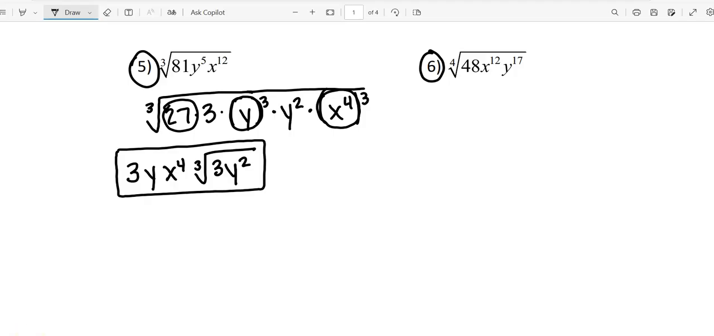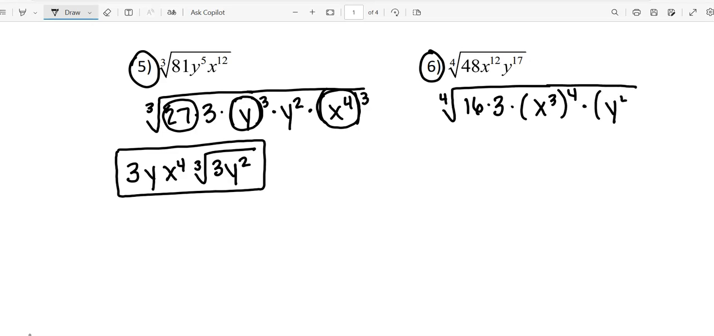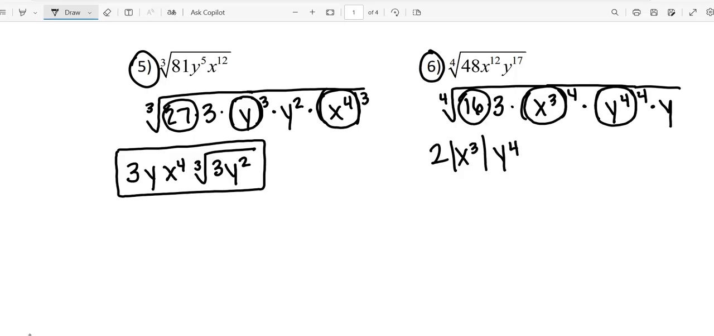The largest 4th root factor of 48. 16 times 3. So this will be the 4th root of 16 times 3 times, that'll be x to the 3rd to the 4th. And then this will be y to the 4th to the 4th times y, yes? That'll give me y to the 16th, so you have 1 left over. The 4th root of 16 is 2. The 4th root of x to the 3rd to the 4th is x to the 3rd. I need bars around that. And then the 4th root of y to the 4th to the 4th is y to the 4th. And then I've got the 4th root of 3y.